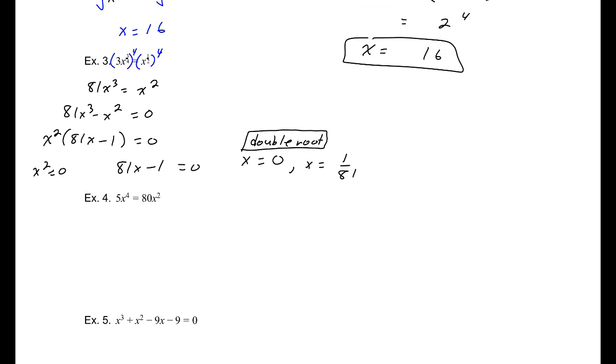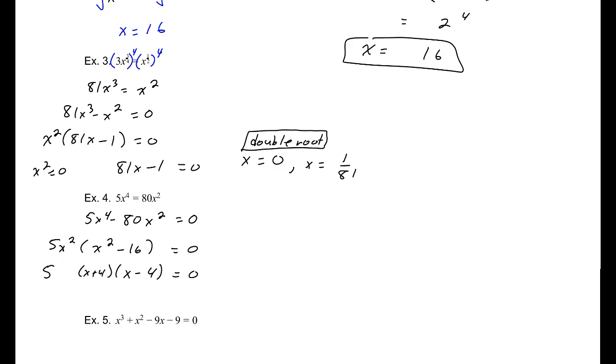All right, example 4, we'll use the same method we did in example 3. Subtract 80x squared from both sides. So this is 5x to the 4th minus 80x squared equals 0. Factoring that, we can factor out a 5x squared. That leaves us with x squared minus 16. And x squared minus 16 factors as x plus 4 times x minus 4, as we saw in our last chapter. That is a difference of squares.